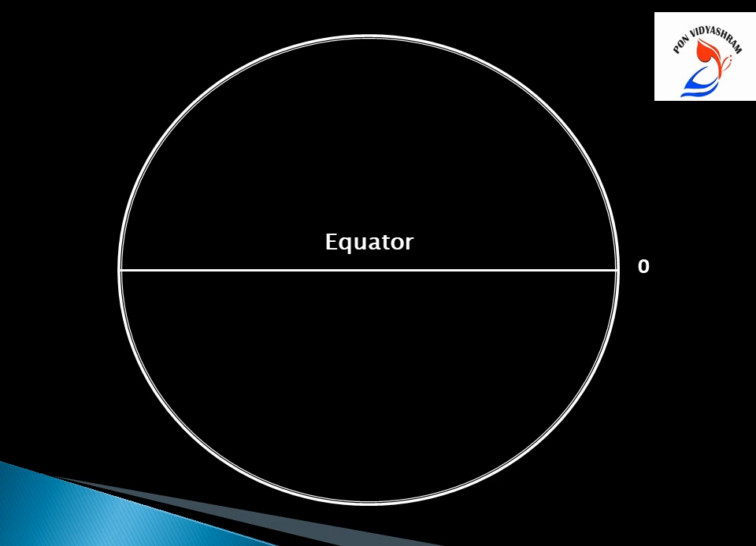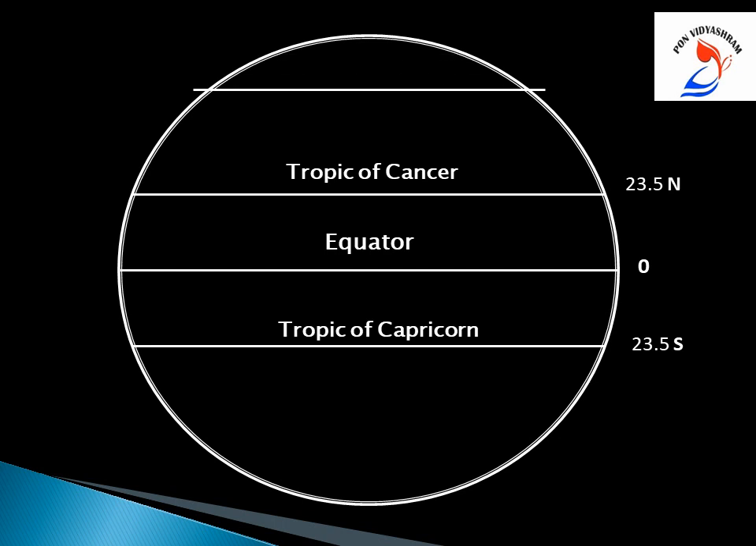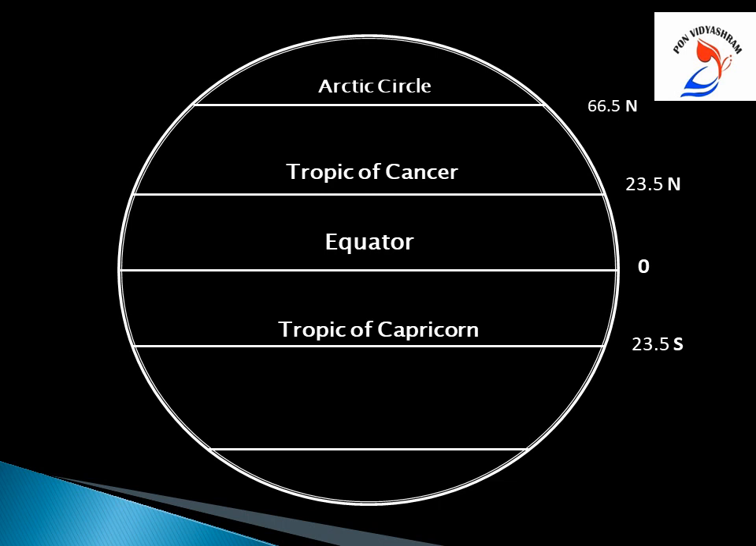Above the equator, let's draw another line at 23.5 north and name it as Tropic of Cancer. Below the equator, draw another line at 23.5 south and name it as Tropic of Capricorn. Above the Tropic of Cancer, draw another line at 66.5 north and name it as Arctic Circle. Below Tropic of Capricorn, draw another line at 66.5 south and name it as Antarctic Circle.